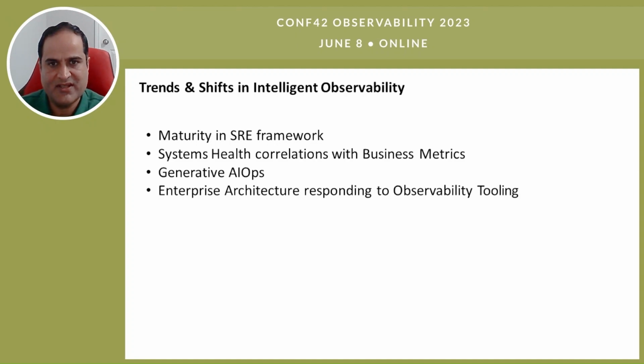Next, when we see the systems health, now there are more correlations available with the business metrics. Business metrics as in the sales, the manufacturing metrics, and the customer experience associated with the sales. All those correlations, the business applications are happening with systems health, so that we can correlate how the business is functioning.